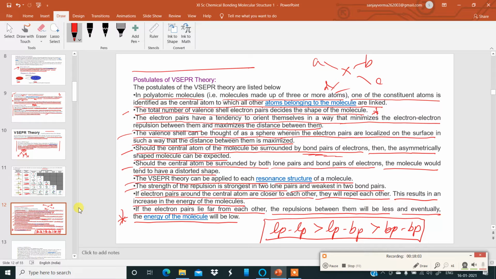So these are the postulates, but you will not get questions from this VSEPR theory asking you to write the postulates. You have to apply the postulates to get the structure and shape of the molecules.